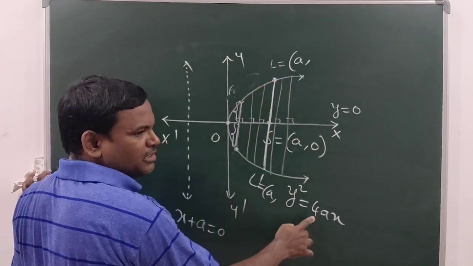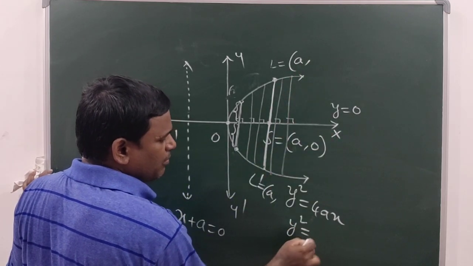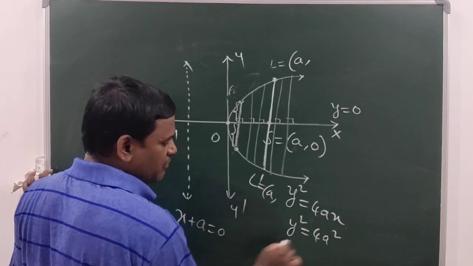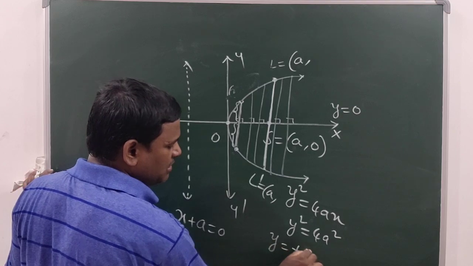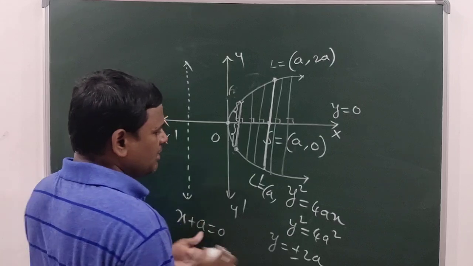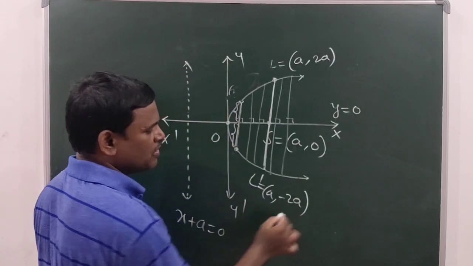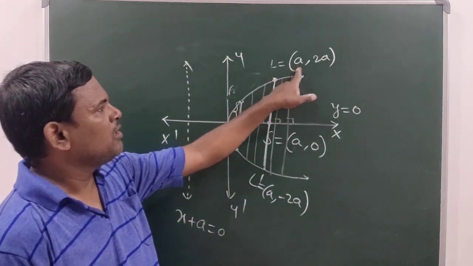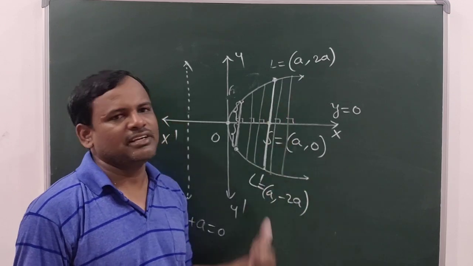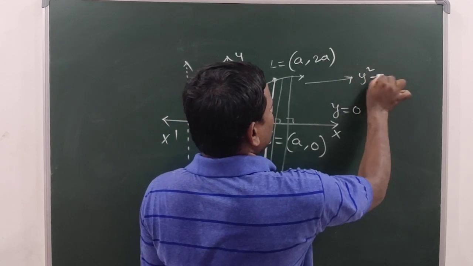So in this parabola, in the place of x, if we write a, then it will become y square is equal to 4a square. When you transfer the square to the right side, we get y equal to plus or minus 2a. So here you take plus 2a, and here it is minus 2a in the fourth quadrant. So these are the end points, or extremes, of a latus rectum of this y square equal to 4ax parabola.